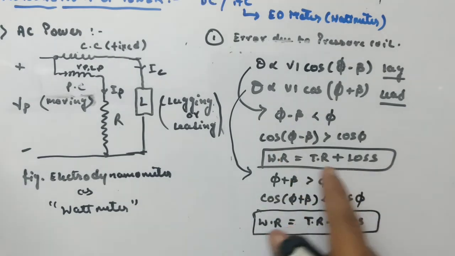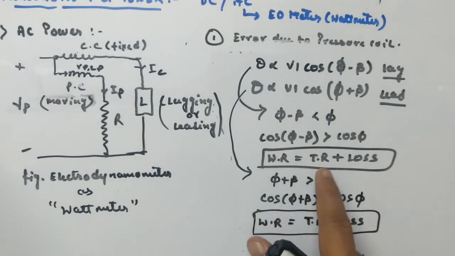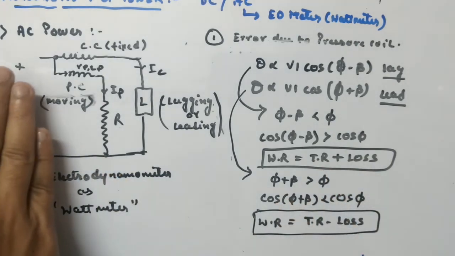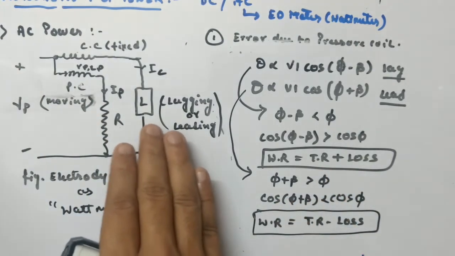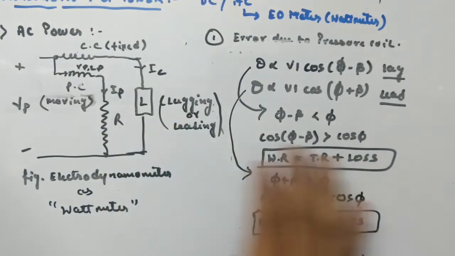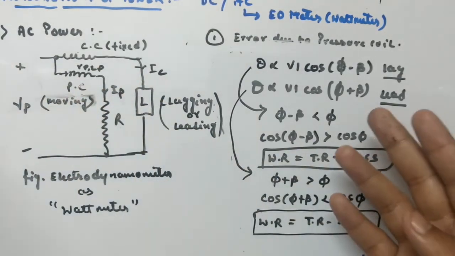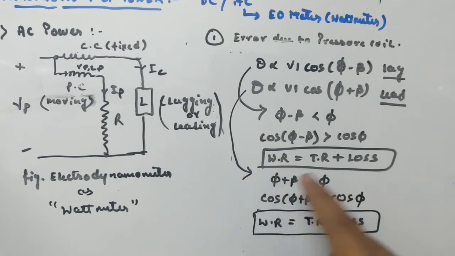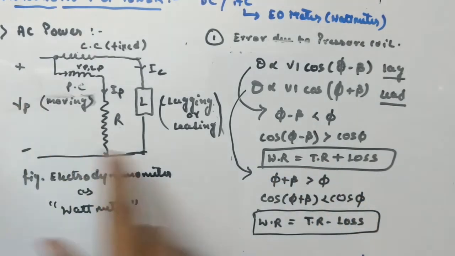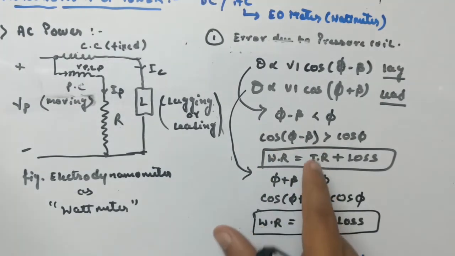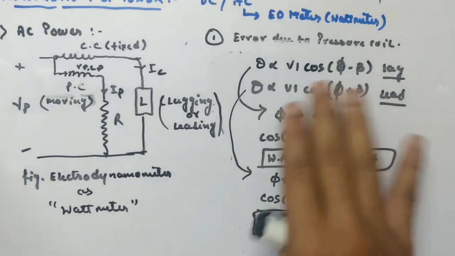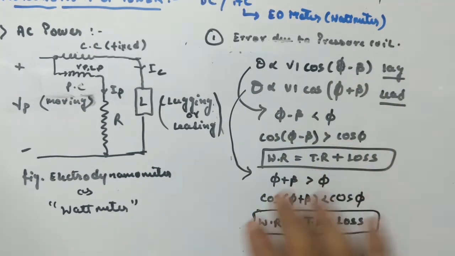So you can say the wattmeter reading will be equal to the true reading plus loss. What you are getting on the wattmeter is the actual power plus the loss, and that is why you are having a higher reading than the actual reading at the wattmeter, because cos phi minus beta is greater than cos phi. That is what you can think and frame.